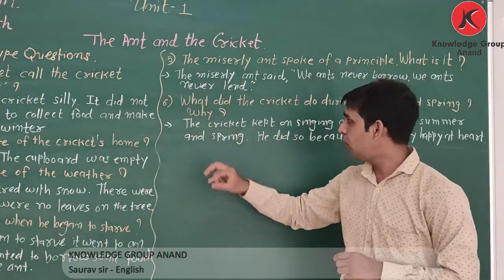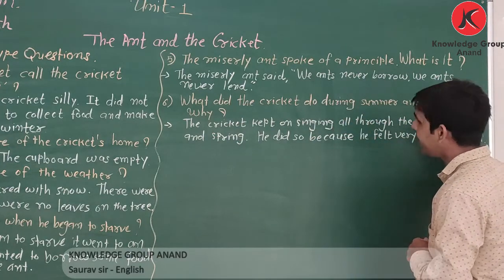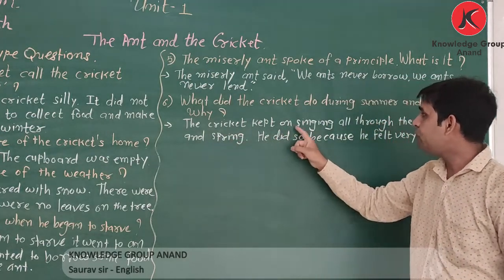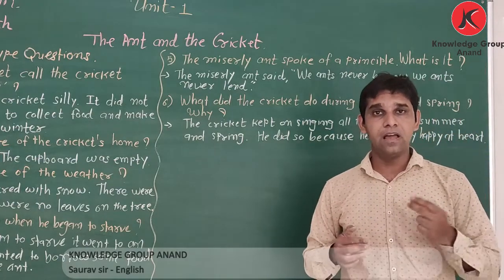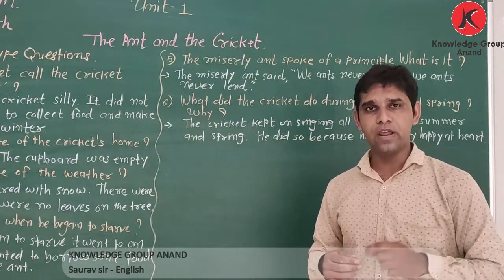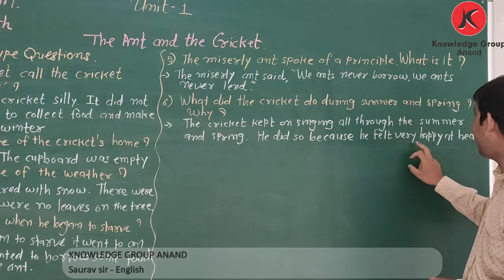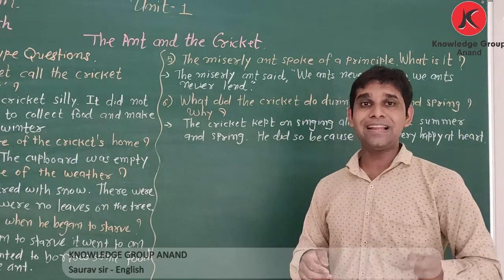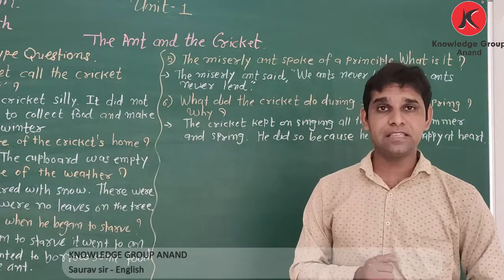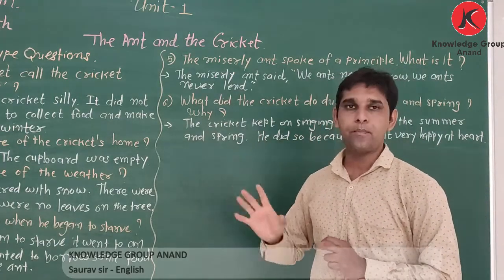Now the last of the short answer type questions. Number 6. What did the cricket do during summer and spring? The answer: the cricket kept on singing all through the summer and spring. He never gathered the food. He used to sing and dance. He did so because he felt very happy at heart. So he never gathered the food, and during the summer and spring seasons he was singing. So these are the short answer type questions.